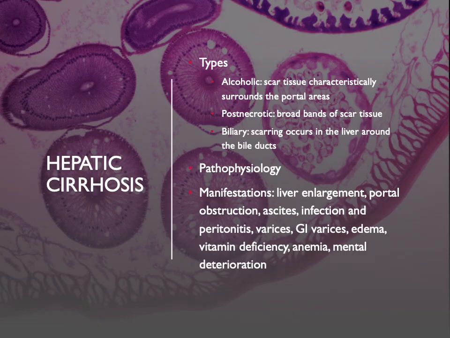The liver edge is nodular and palpable if it's palpated. You can have portal obstruction and ascites, a late manifestation. So think end stage liver disease. If you're starting to see portal hypertension and ascites as a result, we are late stage.